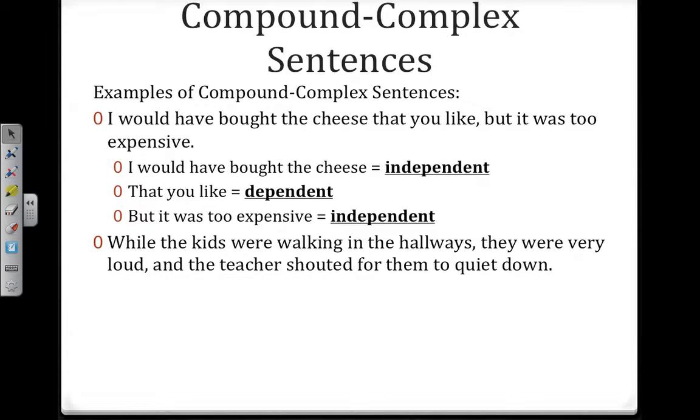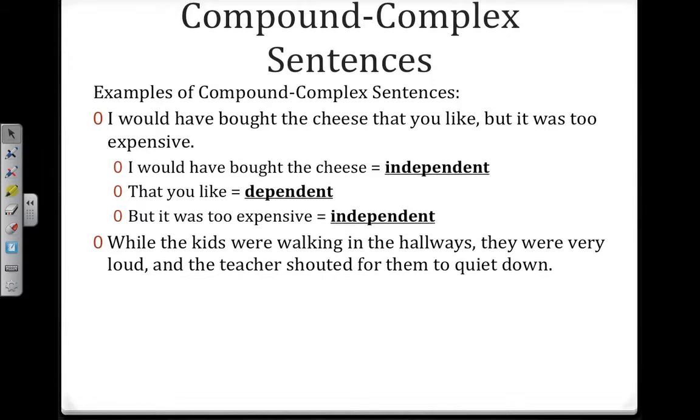That you like is a dependent clause. But it was too expensive. That but is a coordinating conjunction, so it doesn't really attach itself to the meaning of that clause. We end up with it was too expensive. That's independent. Another example: while the kids were walking in the hallways, they were very loud, and the teacher shouted for them to quiet down.